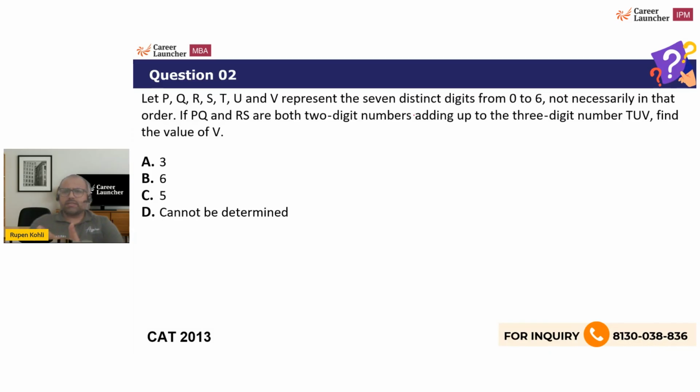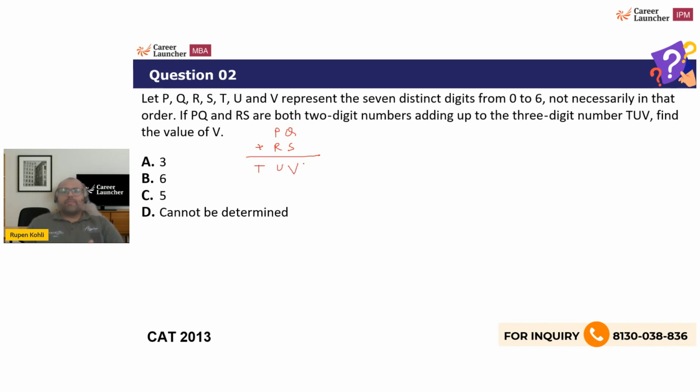So he says there are seven digits. They take these values 0 to 6, all different. If PQ and RS, so here he refers to two-digit numbers, PQ and RS are both two-digit numbers adding up to the three-digit number TUV. Find the value of V. This is not a question that you can algebraically solve. It's an alphanumeric puzzle. He's trying to say, equation-wise, PQ plus RS is TUV.